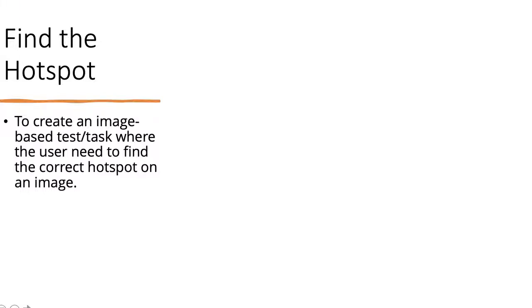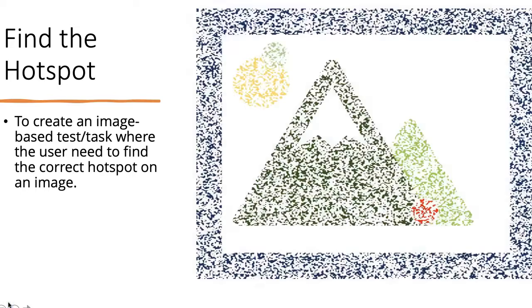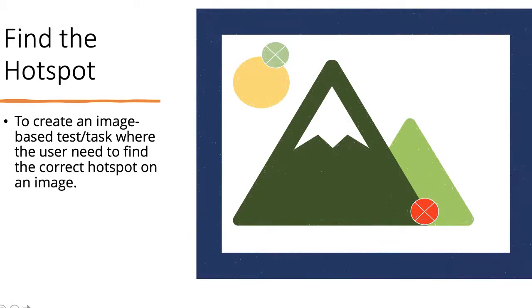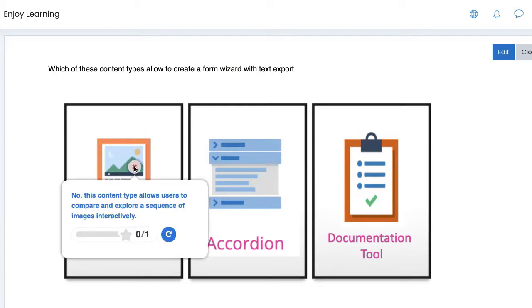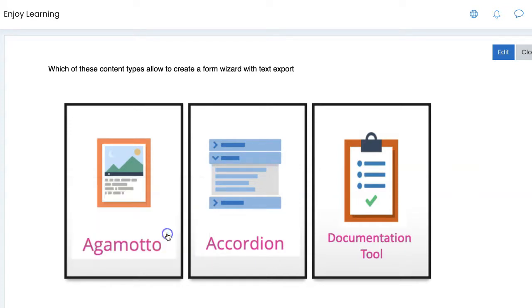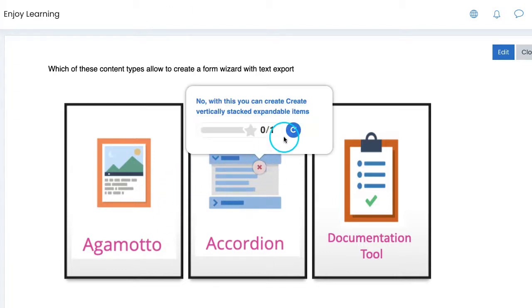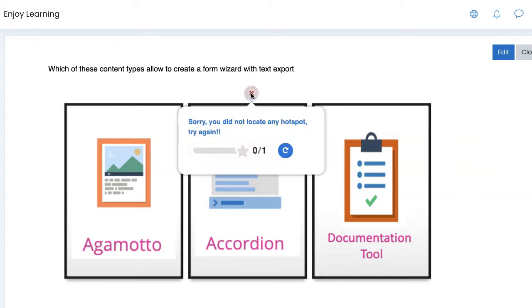Let us create Find the Hotspot H5P activity. This content type can be used as a task for the users. It allows users to click somewhere on any image that the author has given and get appropriate feedback immediately, whether that option is correct or incorrect, depending upon the kind of task described by the author. A feedback can also be defined for the spot where it is neither a correct nor incorrect option.